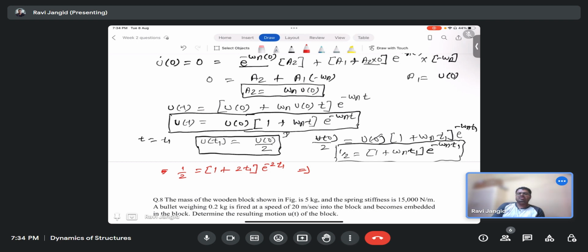Your function 1 plus 2t1 into e raised to power minus 2t1 should be equal to 0.5. That value of t1 is your t1 value. So here I solved this by using the calculator directly, if you have this type of calculator, and I'm getting the value t1 is equal to 0.8391 or 0.84 second.